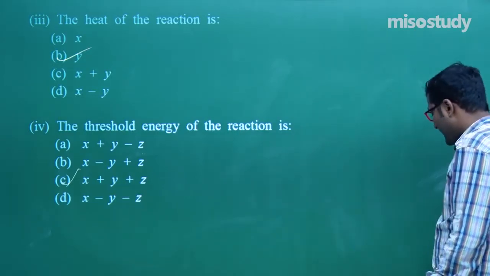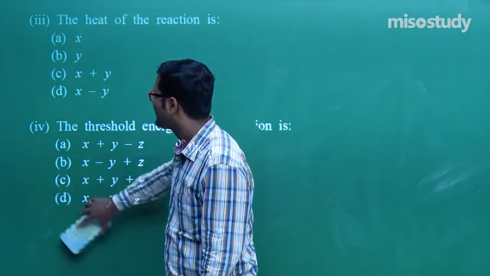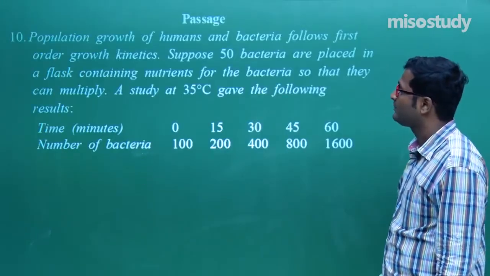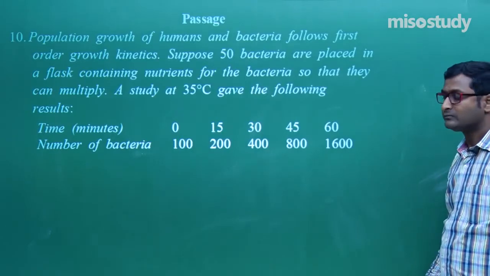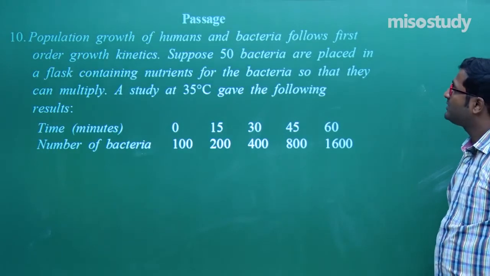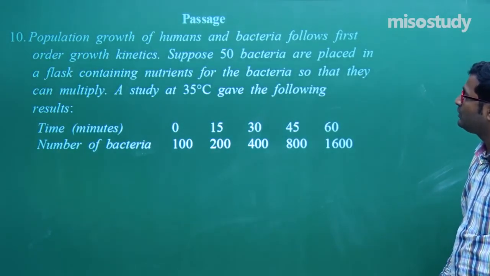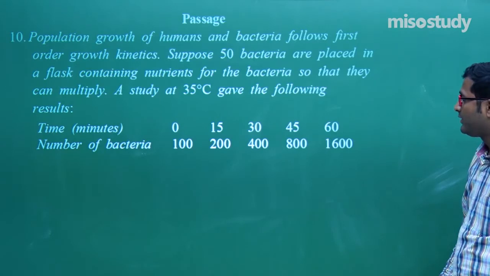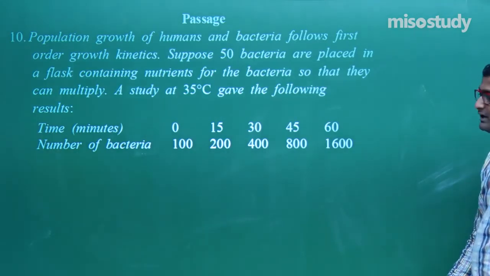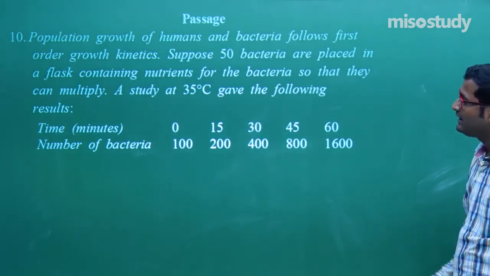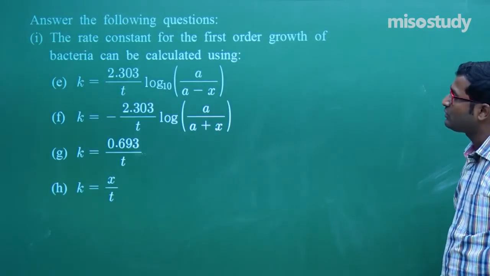I am going to rub this part out and move to the next segment, the final question of this session. Now, read the question carefully. This is first order growth kinetics. Suppose 50 bacteria are placed in a flask containing nutrients so that they can multiply. A study at 35 degrees Celsius gave the following result: 0, 15, 30, 45, 60, 100, 200, 400, 800 and 1600. Clear? Now the question: the rate constant for the first order growth kinetics.